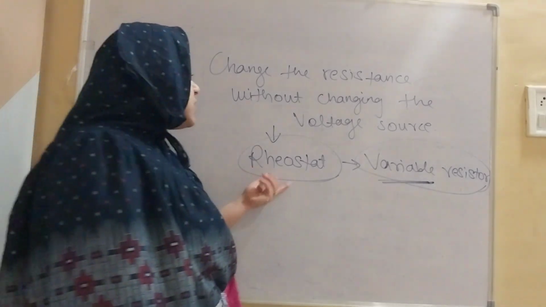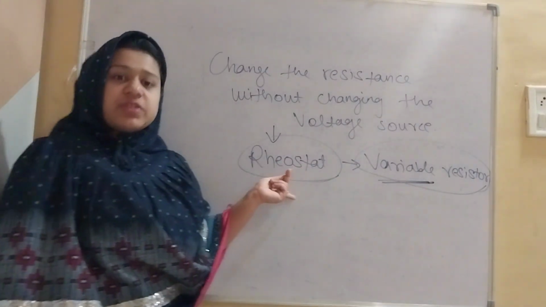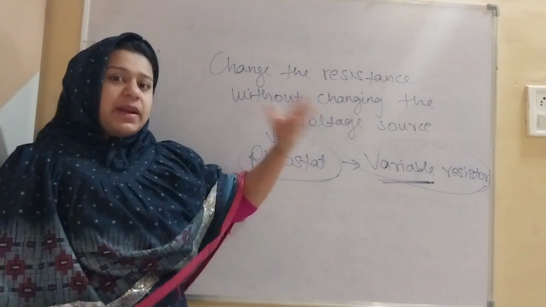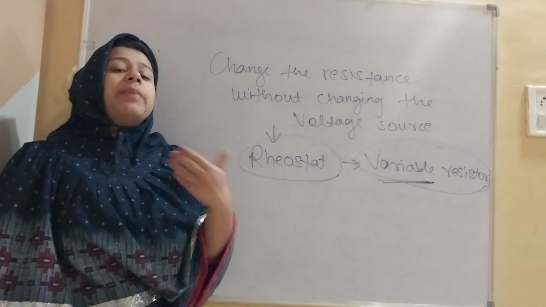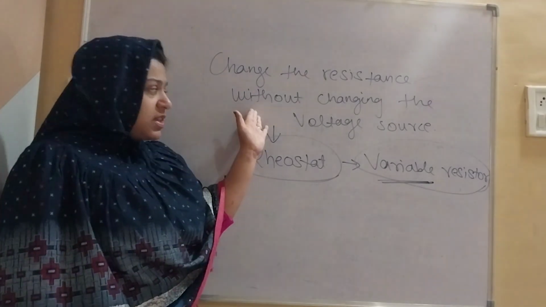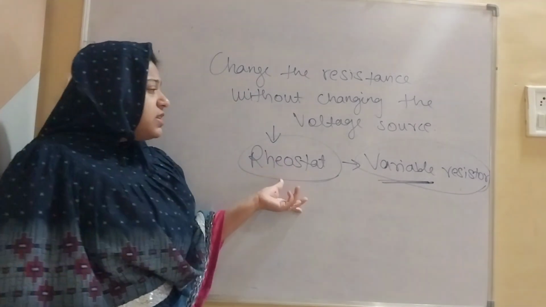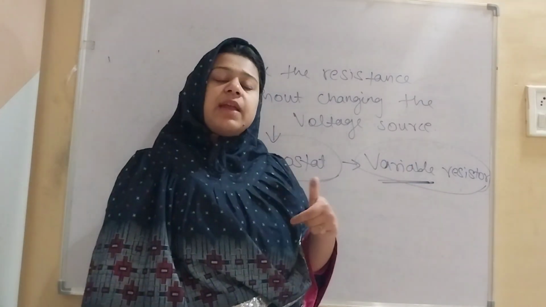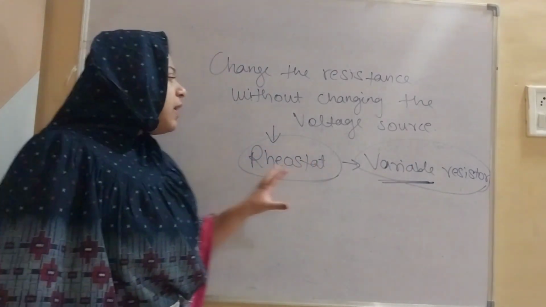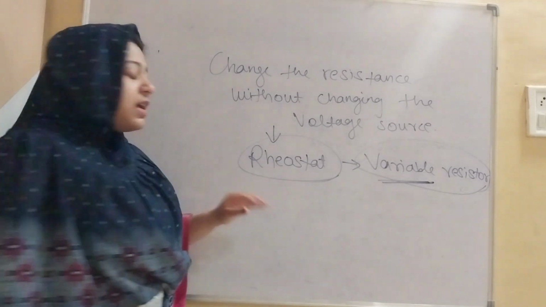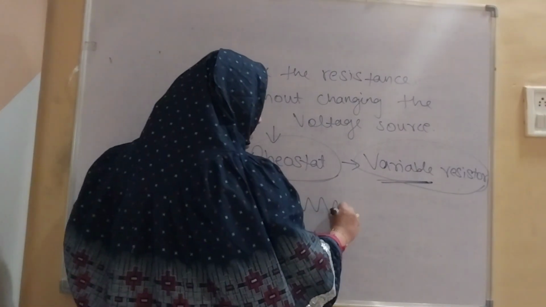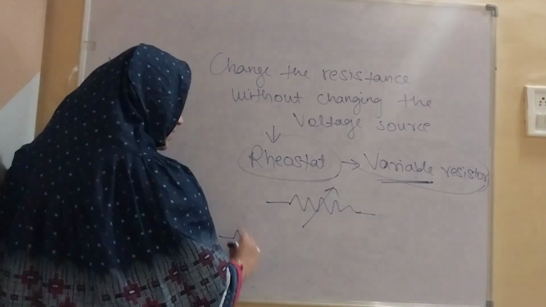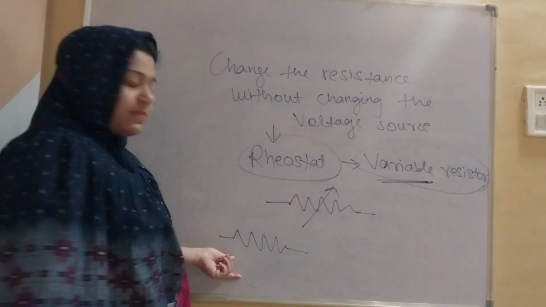Okay. So we can change the resistance in the circuit with the help of a rheostat without changing the voltage source, which is the cell or battery. This is known as a variable resistor because in this the value of resistance can be varied. Okay. The symbol for a rheostat is this. And the symbol for a resistor is this.